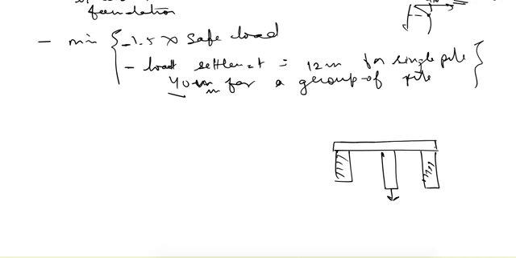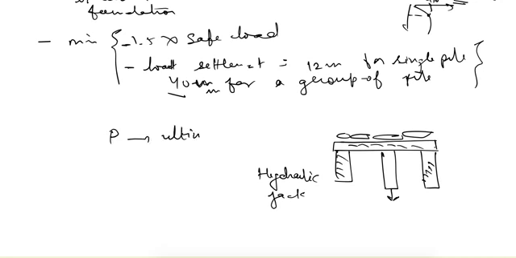Here we'll keep our pile cap, and this pile cap will be loaded using a suitable arrangement such as a hydraulic jack, and then we'll apply the load. So what should be the load increment here? If the ultimate load is P, then we'll apply an increment of P by 5, that is 20% of this load. So first we'll apply P by 5, that is 0.2 P.